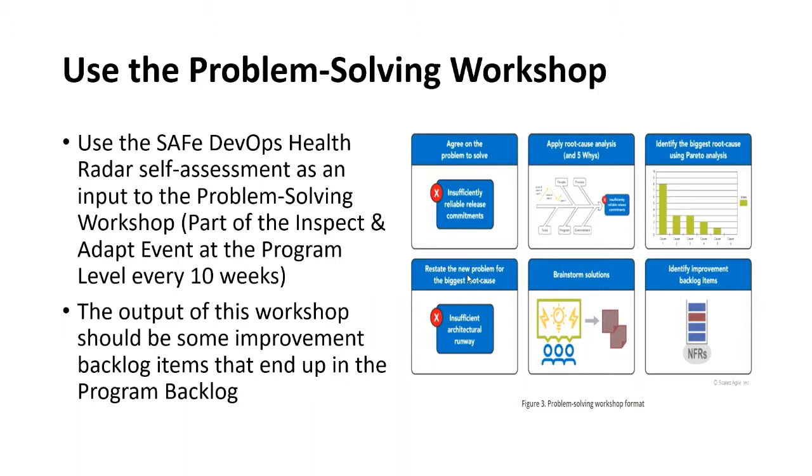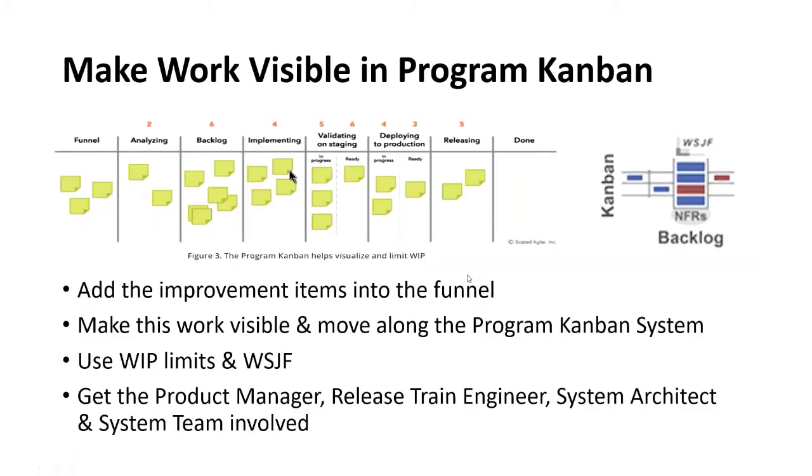Do some brainstorming, do some dot voting again so you can prioritize it, and the top 1 or 2 things end up in the improvement backlog, which is an input into program increment planning, which occurs the next day. So in this problem-solving workshop you can take the SAFe DevOps Health Radar assessment that you did before, use it as an input, run it through this workshop, and then plan out the work. And so that work, those ideas, that solution is going to end up in the funnel in your program Kanban.